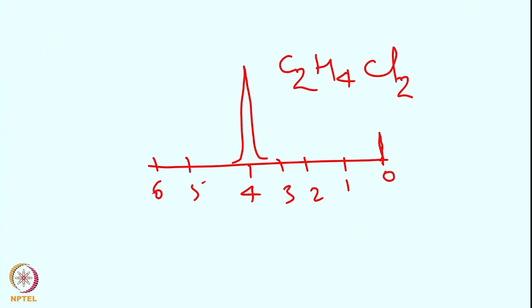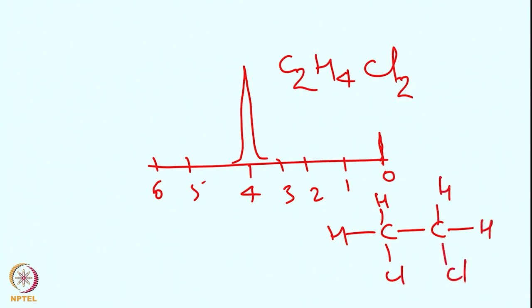Now it looks like all protons are in the same environment. So there are 2 carbons here, 4 protons. So we will write 4 protons here, and all 4 are in the same environment. So it is this molecule, right? 1,2-dichloroethane.